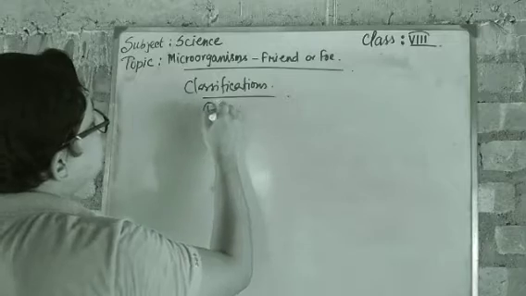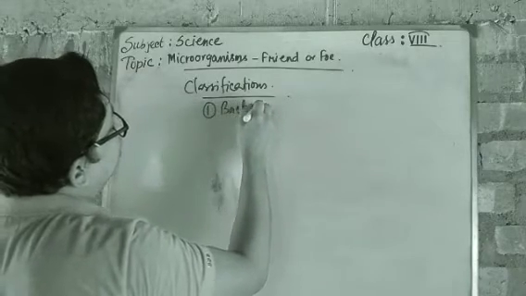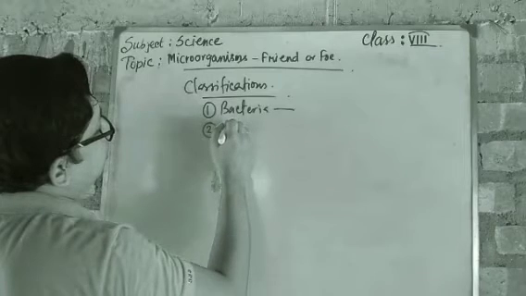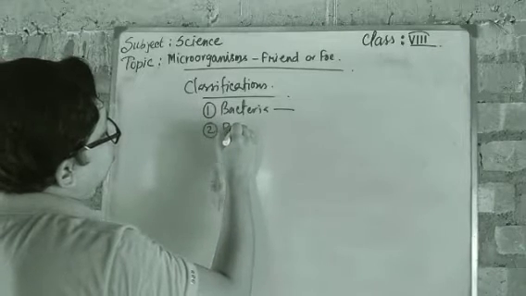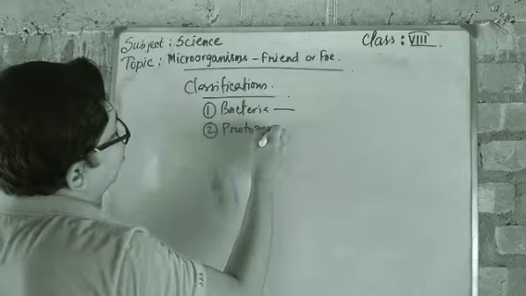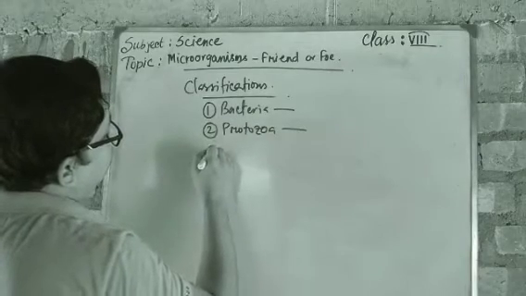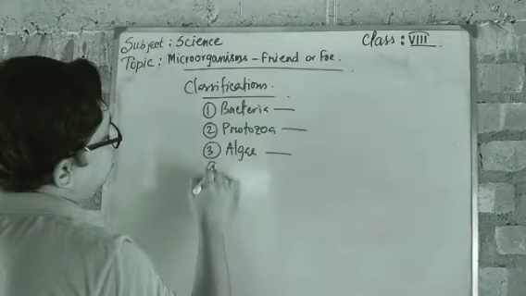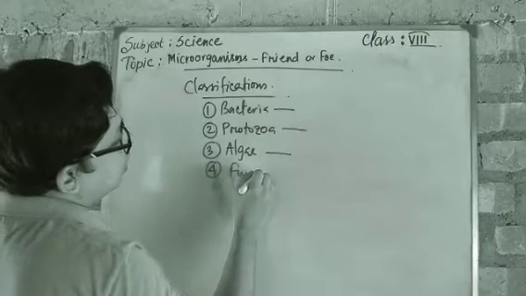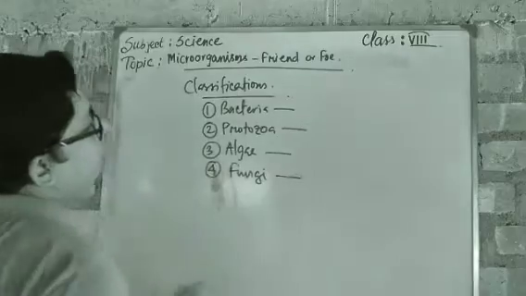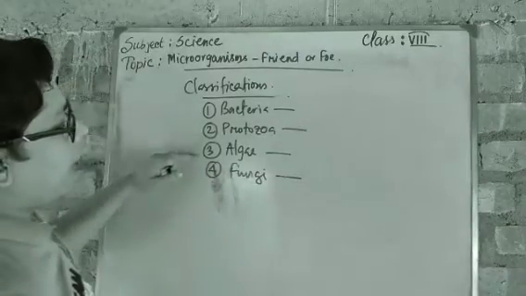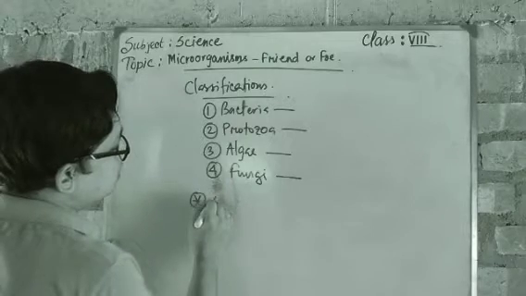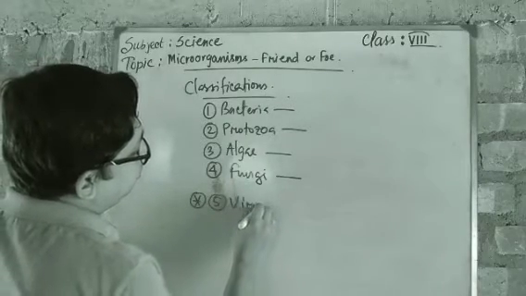Number one is bacteria. Number two is protozoa. Number three is algae. Number four is fungi or fungus. Bacteria, protozoa, algae, fungi, and another part that is known as virus.